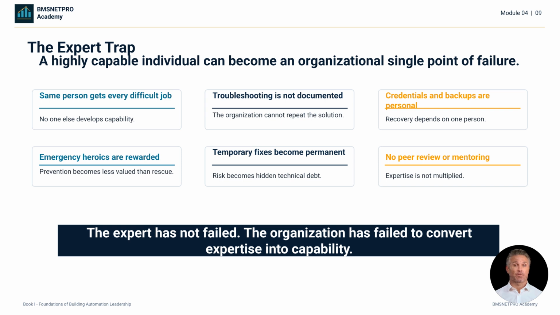The expert trap is a serious management risk. A highly capable person can become an organizational single point of failure when difficult work always goes to the same person. Troubleshooting is not documented. Credentials or backups are personally controlled, and others are not given learning opportunities. The expert appears indispensable, but the organization becomes fragile. The manager's goal is not to remain the only person capable of solving difficult problems. The goal is to multiply expertise.